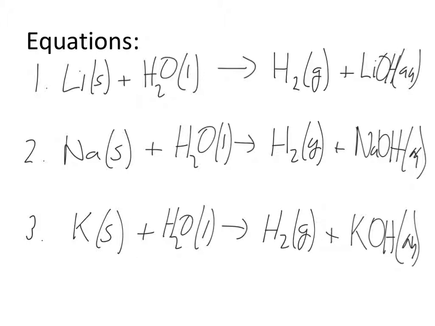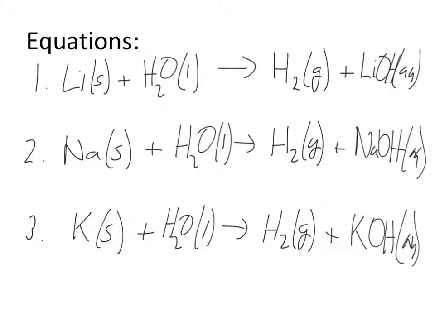And what we should now do is just check that these are balanced. So over here we've got 1 lithium on the left, 1 lithium on the right. We've got 1 oxygen on the left and 1 oxygen on the right. But we've got 2 hydrogens there, and then we've got actually 3 hydrogens on the right. So we need to do a little bit of playing around to get it balanced.